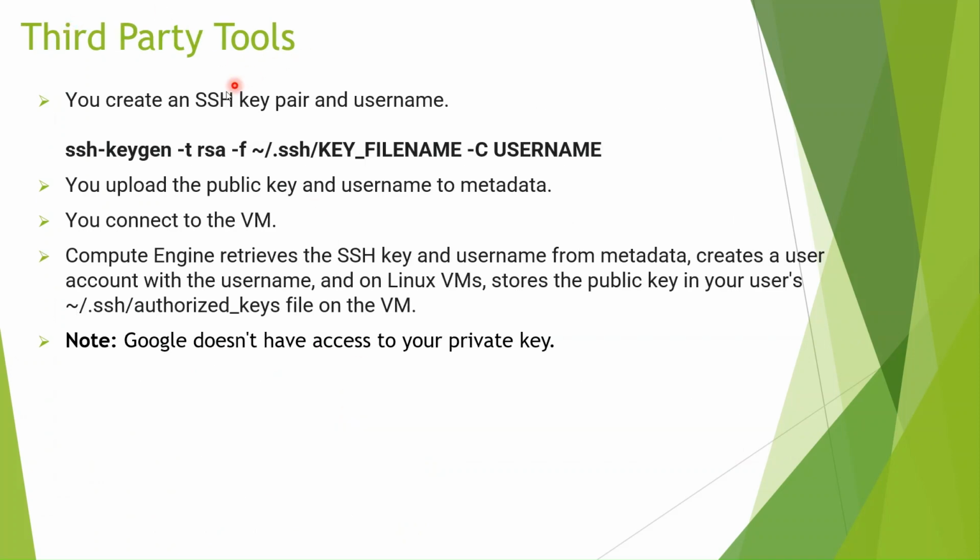After that, we have third-party tools. So if you have installed Ubuntu on your machine, like you have enabled WSL and installed Linux on your Windows machine, from there also you can create a connection. First of all, you have to create a key. For this I have to use the ssh-keygen command to create a key, and we have to upload the public key and username to the metadata. You can upload in the project metadata or instance metadata. It will depend on how you want to connect.